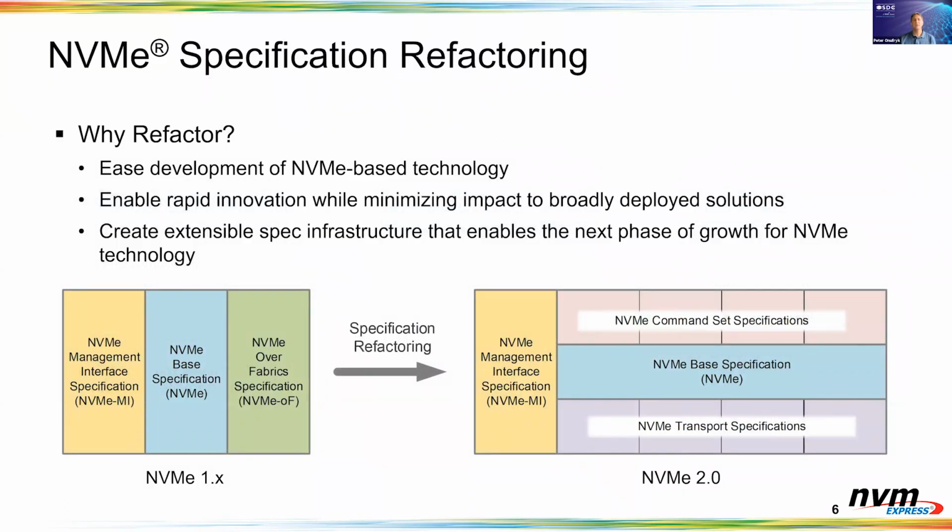So the big thing in NVMe 2.0 is specification refactoring. A lot of people may expect that NVMe 2.0 means some major new feature. And while we have many new features in NVMe 2.0 that I'll describe later, the big change is a complete restructuring in a way that the NVMe specifications are organized. We did this for three reasons.